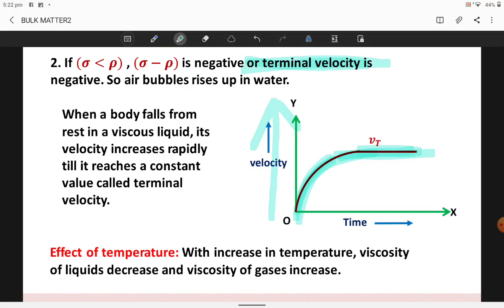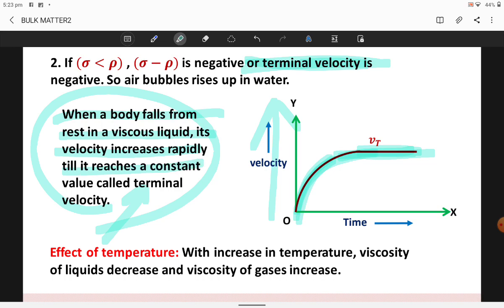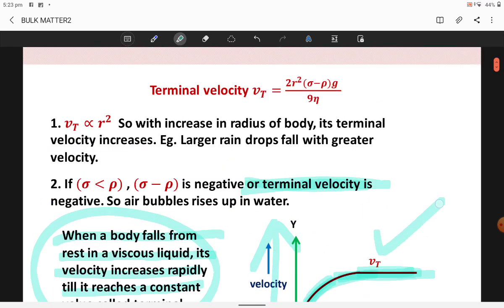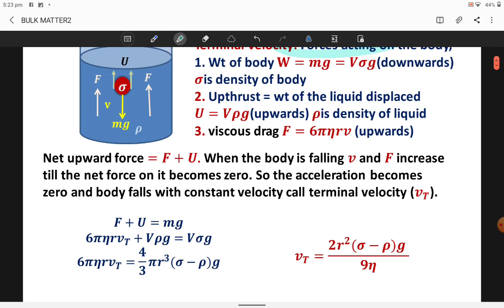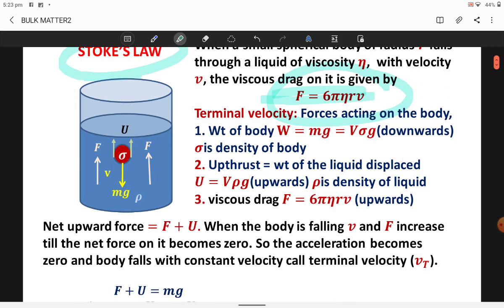So if a question is asked for the statement of it, just remember this: when a body falls from rest in a viscous liquid of infinite depth, its velocity increases rapidly till it reaches a constant velocity called terminal velocity. So the graph part has been covered over here. Now we will go for the derivation of this terminal velocity. What is the actual mathematical expression?